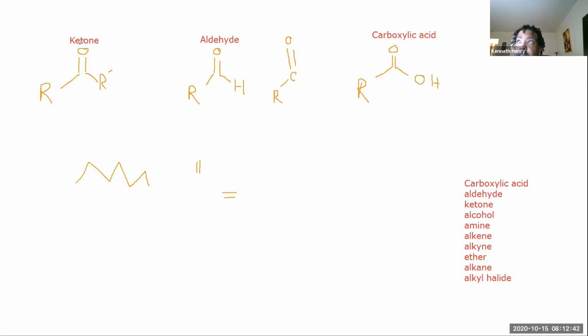So that means that we have an O double bonded to a carbon. In this case, on one side, we just have a hydrogen, right? That makes it an aldehyde. Now, if the aldehyde is the highest functional group, the name will end with AL. So let me give you an example.